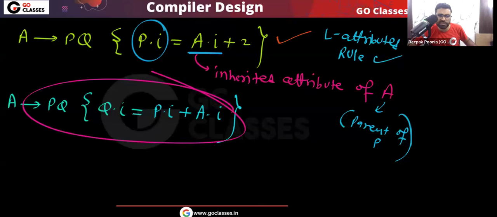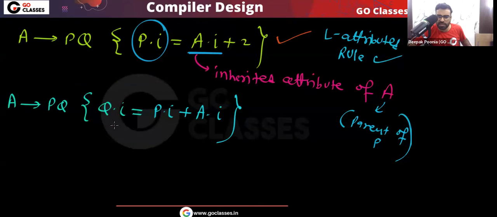This information is already given in the question, that i is the inherited attribute of Q. So this inherited attribute is depending on the inherited attribute of a left sibling, which is perfectly allowed in the L attributed definition. Also, this inherited attribute is depending on the inherited attribute of the parent, A.i, which is given in the question. So this is perfectly fine and allowed in the L attributed rule. I can say this is also an L attributed rule. Is this clear?